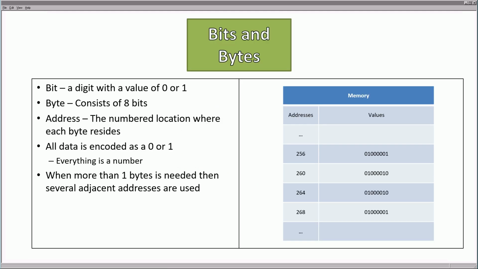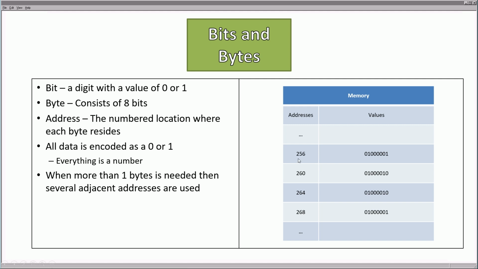Now, going further with data, we have to understand what a bit and a byte is. A bit is a digit with a 0 or a 1 value, and a byte consists of 8 of those bits. Now, inside of memory, we have this thing that is called the address, which is the numbered location where each byte resides. So we can see over here, this corresponds to the byte address, and this holds the number of bytes here. Inside of memory, the address is the number location where the byte resides.